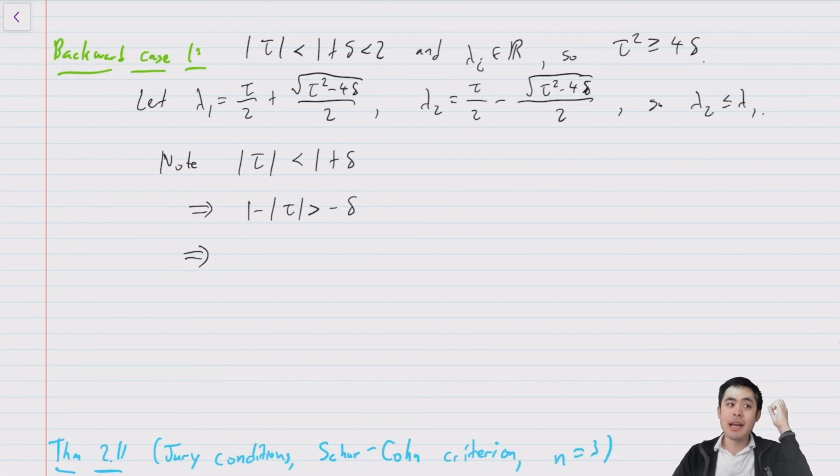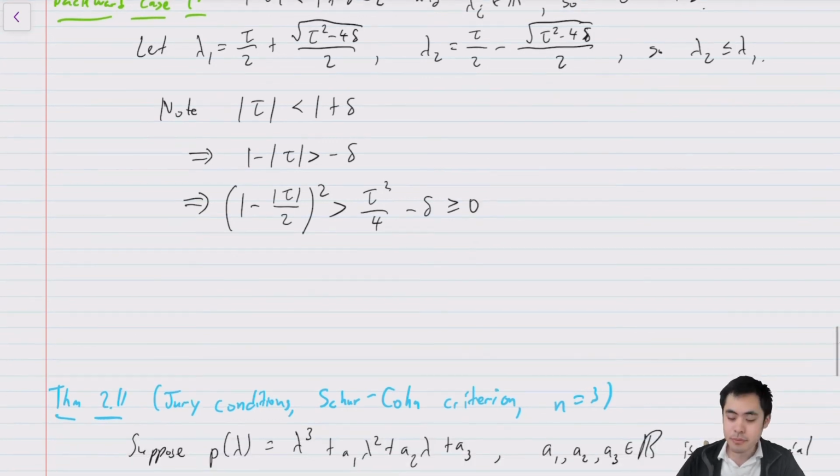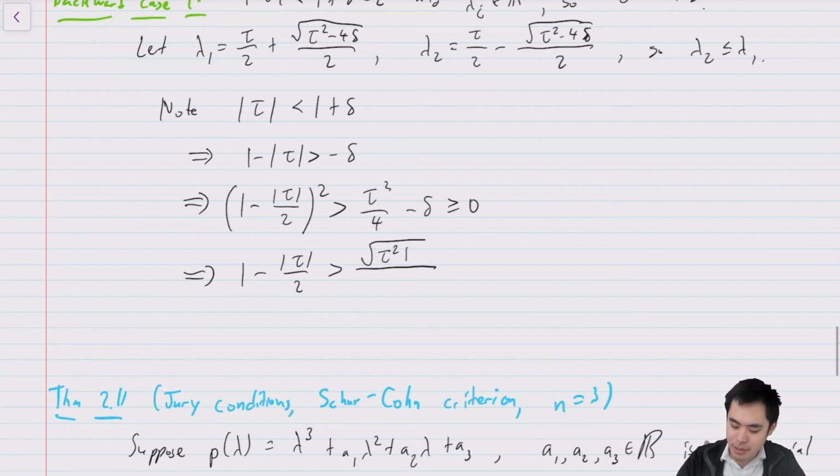And if you add τ²/4 to both sides, you can factor that out. It's just this thing squared: (1 - |τ|/2)² is greater than τ²/4 - δ, which is greater than or equal to 0. But now, since it's greater than or equal to 0, you can take the square root of both sides. So 1 - |τ|/2 is greater than the square root of τ² - 4δ, divided by 2.